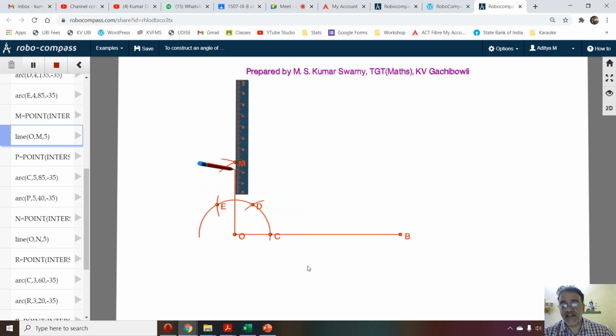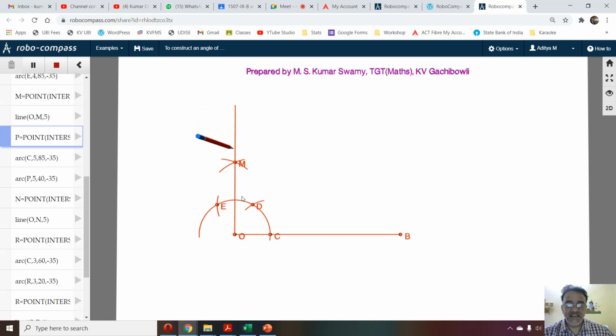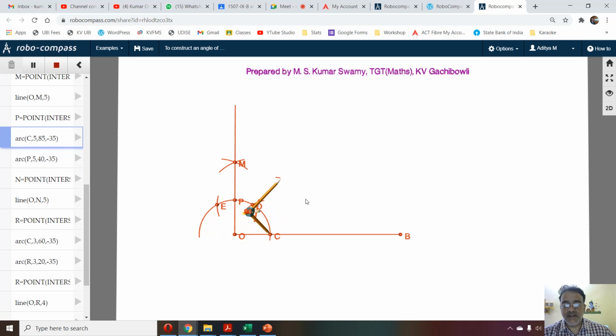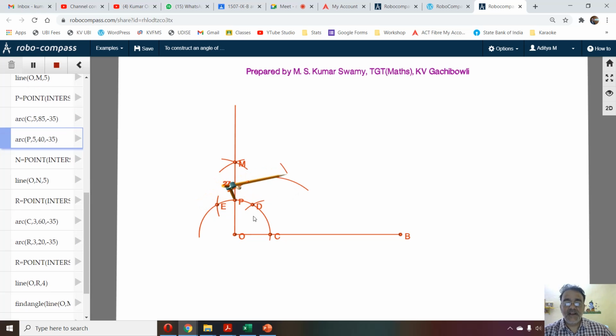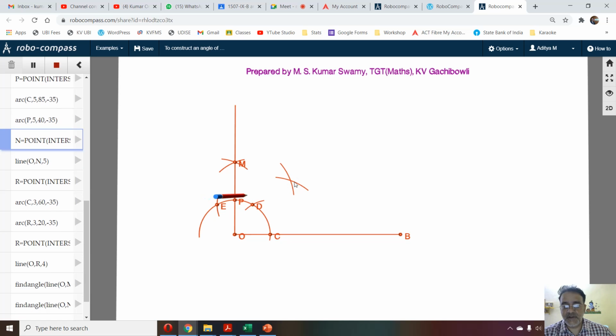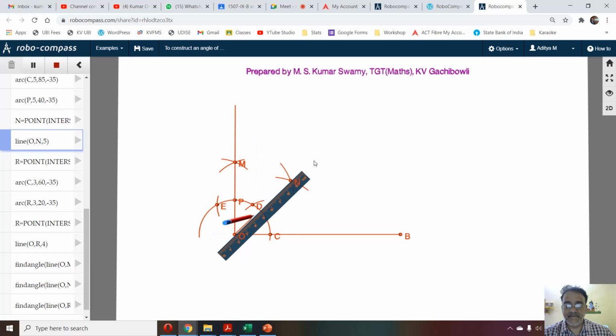Now we have to draw the angle bisector of this 90 degrees to get 45 degrees. So let this point be P. Now with centers P and C we have to draw two arcs on the same side such that the radius of the arc should be more than half of PC, and both the arcs will intersect at point N. So this point is N. Now we have to draw a line through ON to get 45 degrees.